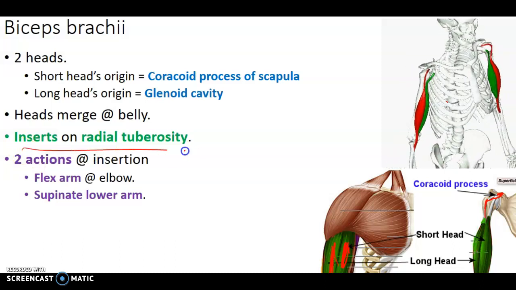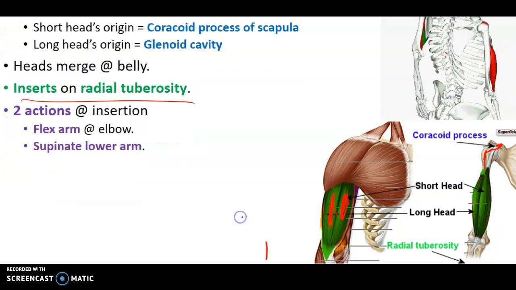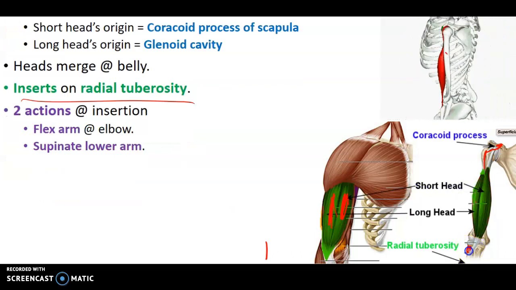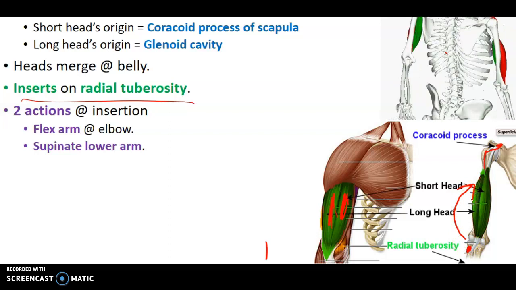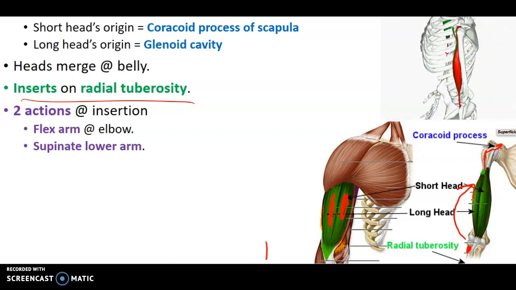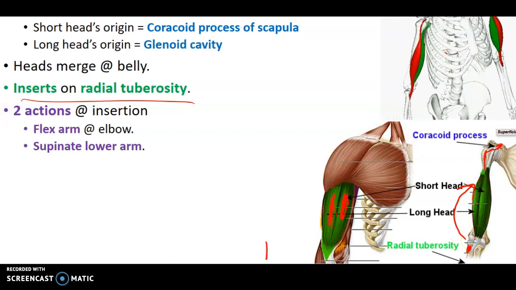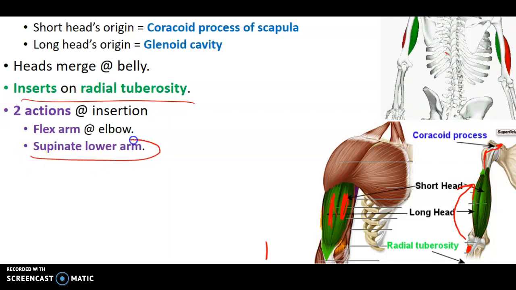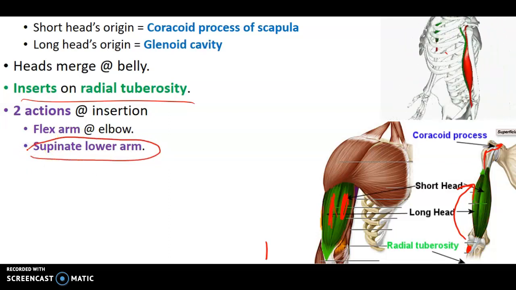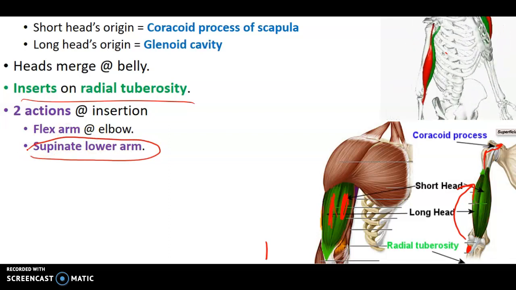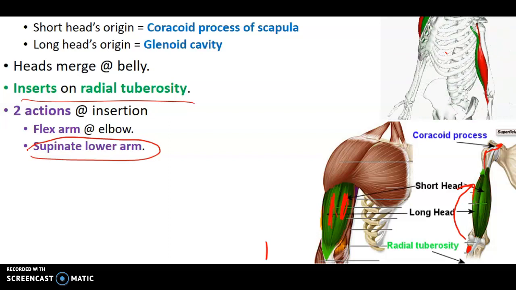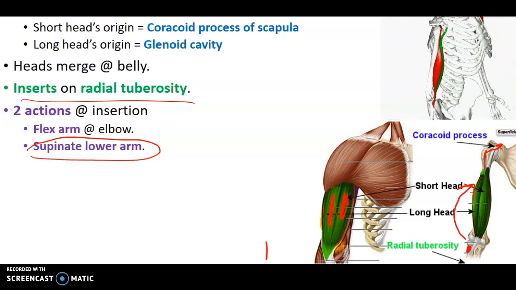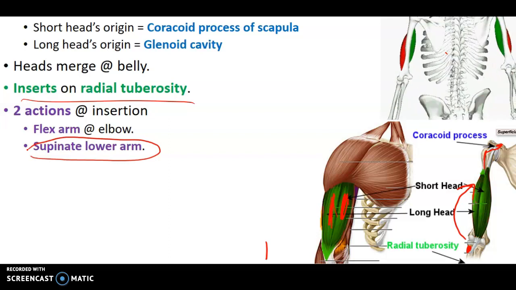Now, it inserts on the radial tuberosity. The radial tuberosity is right there. So it's going to be a flexor. It is going to allow you to flex at the elbow. That's a hinge joint, remember? It also allows you to supinate the lower arm. That is turning your hand from the DJ, palms facing down position, to carrying the bowl of soup in your palm. So that is supination.